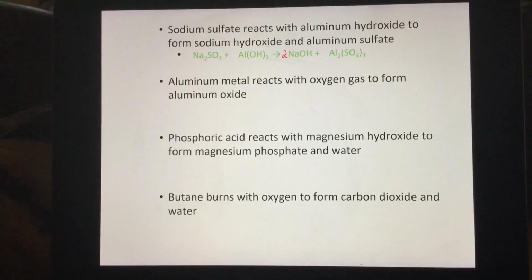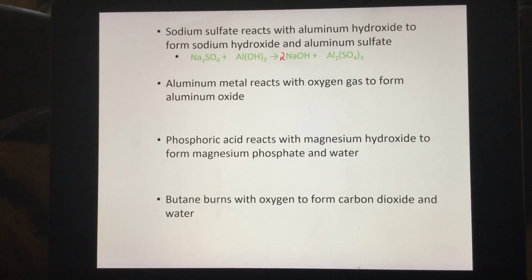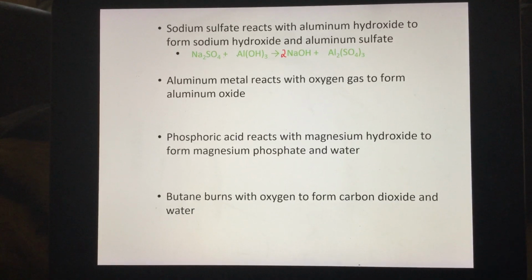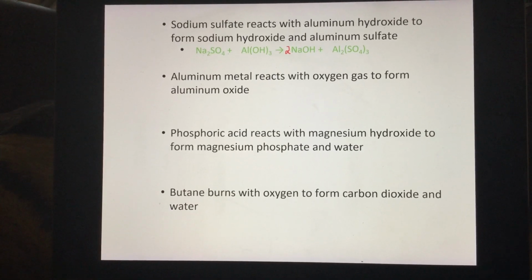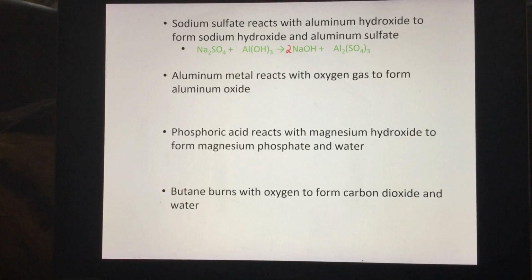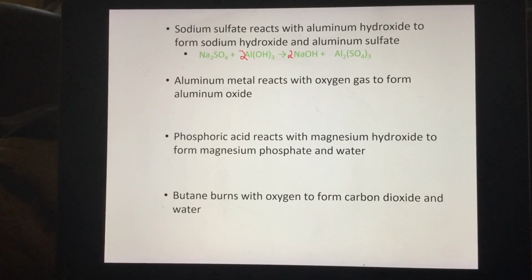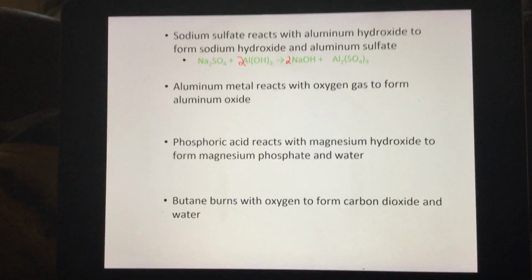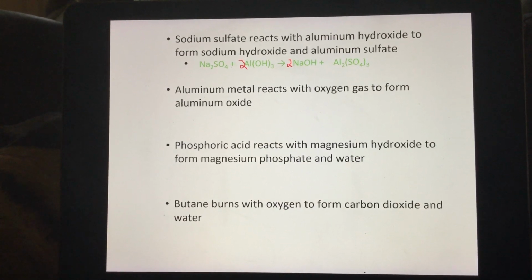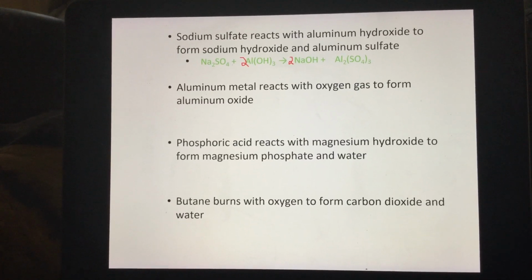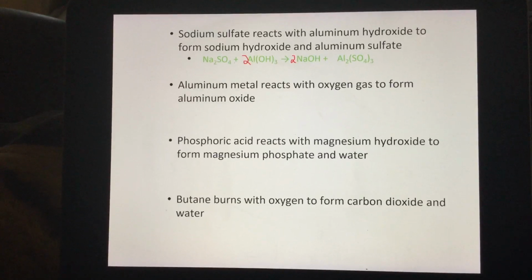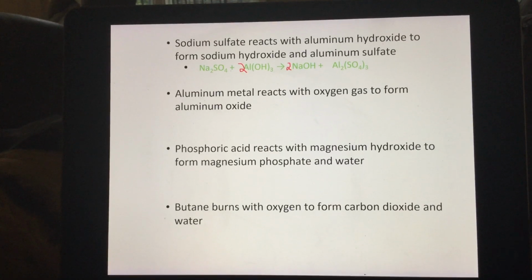And then I'm going to do the same thing for aluminum, my other metal. I've got 1 aluminum on the reactant side, 2 aluminums over here. So to balance those, I'm going to put a 2 in front of this aluminum. So now my metals are balanced. That's all my metals I have. Can go on to the next step. And the next step is to balance polyatomics that stay together.